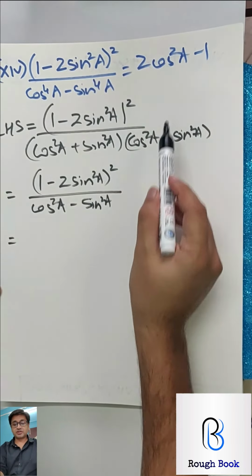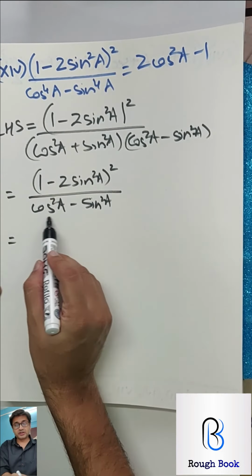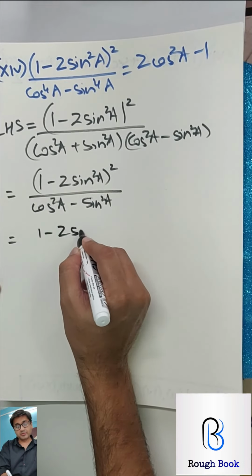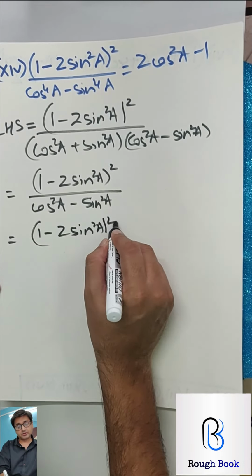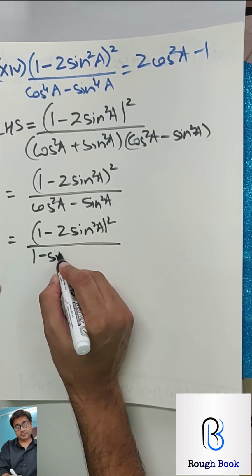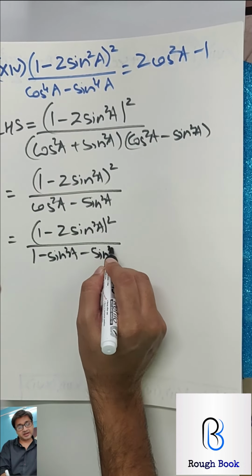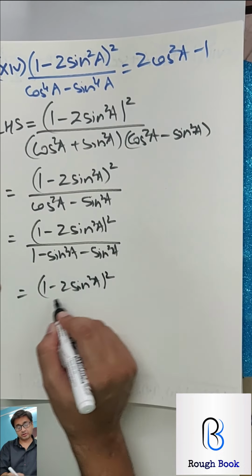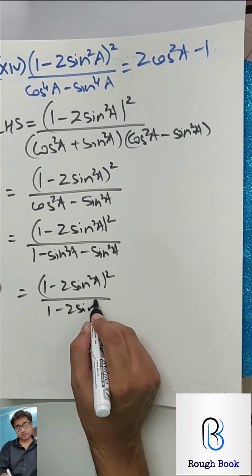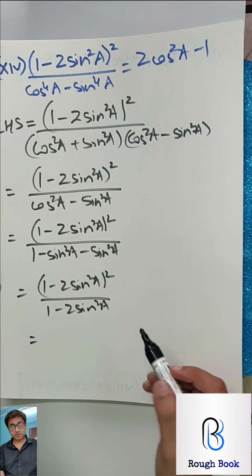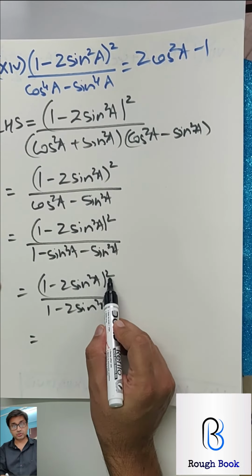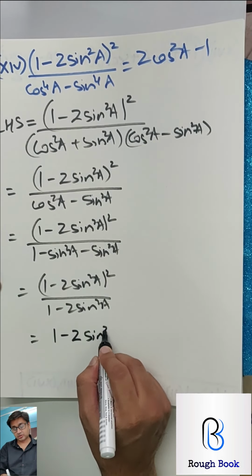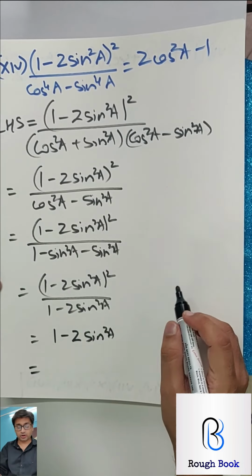Now if I look at the RHS, I don't have the denominator at all. So I think if I convert this into sin, it might help. So come on, try it. 1 minus 2 sin square A, the whole square. Let's convert this as 1 minus sin square minus sin square. So it will be 1 minus 2 sin square A, the whole square, upon 1 minus 2 sin square A. So 1 minus 2 sin square A, this is twice because whole square. So once it is going to get cancelled. So what is left is 1 minus 2 sin square only, and the square is gone.